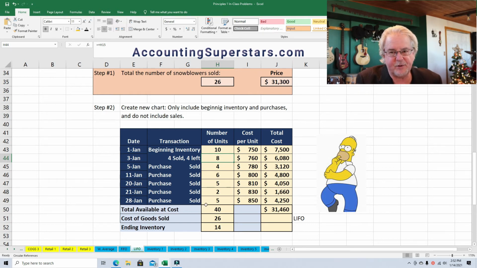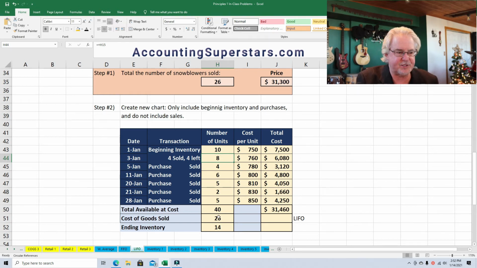So let's add this up one more time. Last in, first out. These 5 were the last ones in. They're the first ones to be sold. 5 sold plus another 2, that's 7. Another 5, that would be 12. Another 6, that would be 18. Another 4, that would be 22. And we want to get to 26. So that means that 4 of these 8 were sold and there's 4 left.